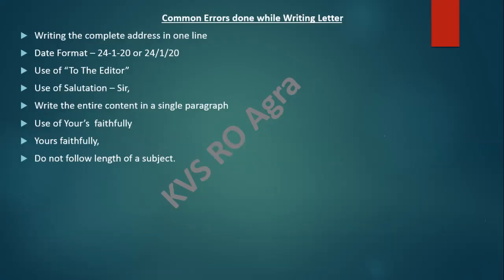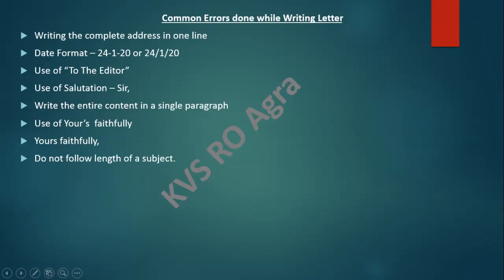Now children, I would like to tell you the common errors you all are making while writing these types of letters. See what errors you are making. Writing the complete address in one line. This you often do. The whole address is written in one line. Then it is wrong, because the address should be very clear. If the address is not clear, then the delivery boy faces difficulty in delivering the things. So it should be crystal clear.